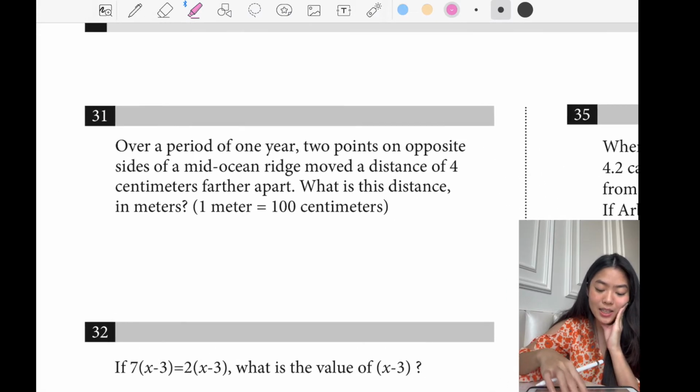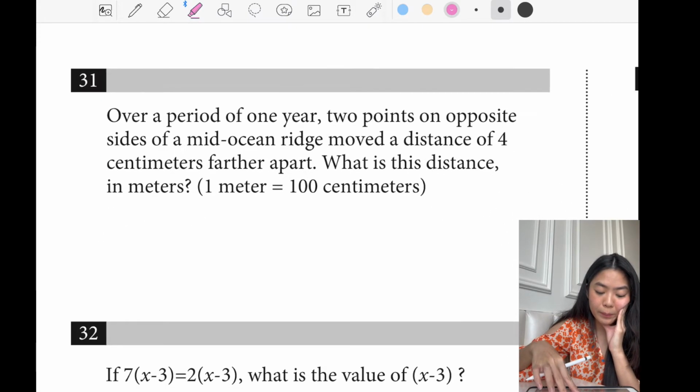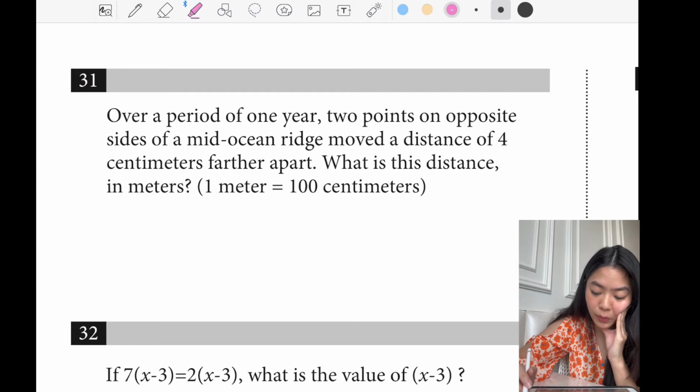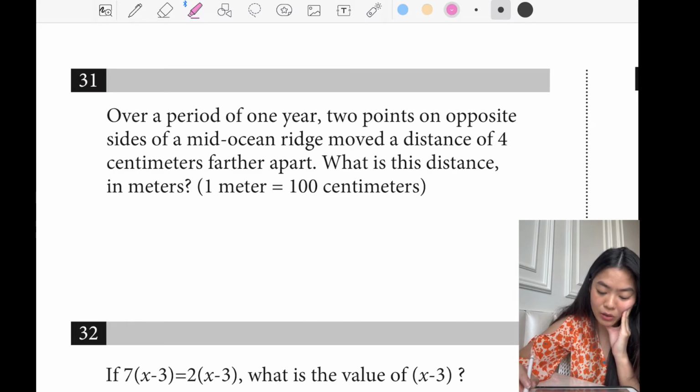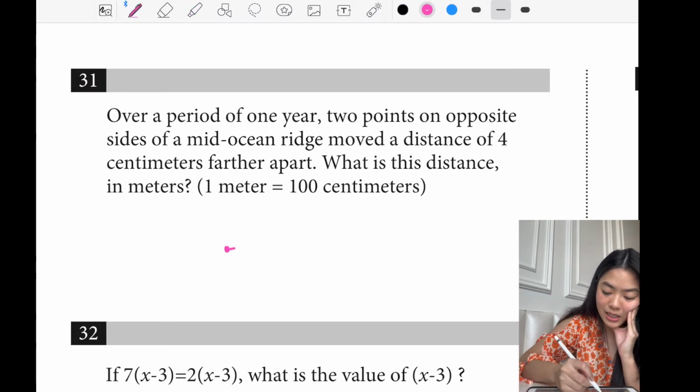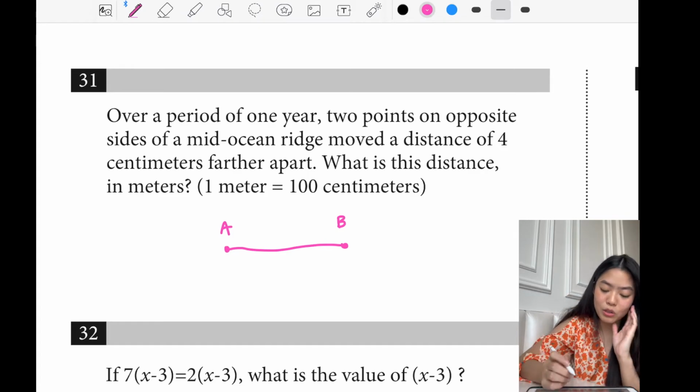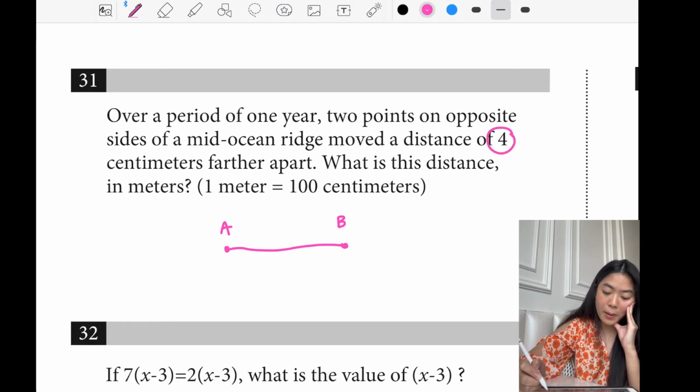8 questions together. For 31, over a period of 1 year, 2 points on opposite sides of the mid-ocean would move a distance of 4 centimeters far apart. So maybe I choose A and B to be the 2 points, and they are 4 centimeters far apart. What is the distance in meters?